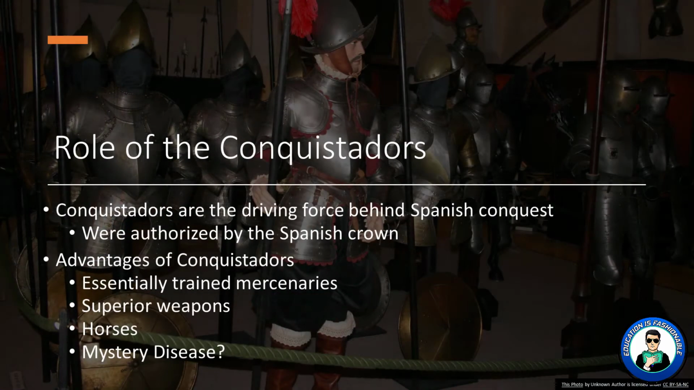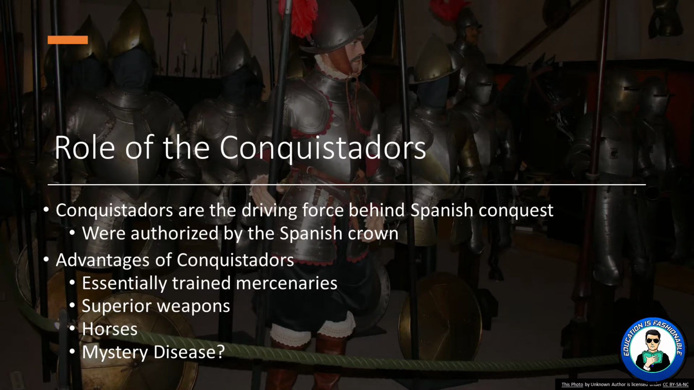Okay, so who's going to really be responsible for all of the conquering of South America? Those are going to be the conquistadors. And conquistadors, even though they're authorized by the crown of Spain, really just think of them as mercenaries, okay?